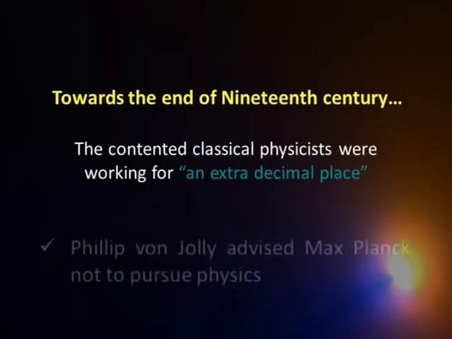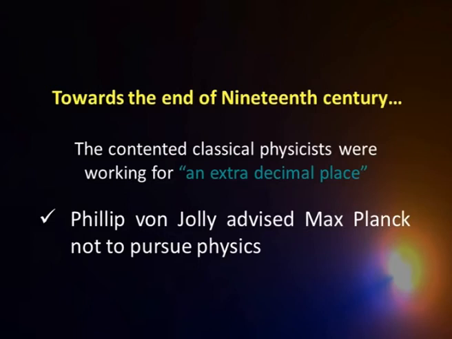So people thought that nothing is left in physics, to the extent even that a physicist by the name Philipp von Jolly actually advised Max Planck not to pursue physics, because there's nothing he could expect from physics to happen at that point of time. And fortunately for us, Max Planck doesn't listen to him, because it is Max Planck who actually gave us the quantization concept and the quantum mechanics as we know of today.